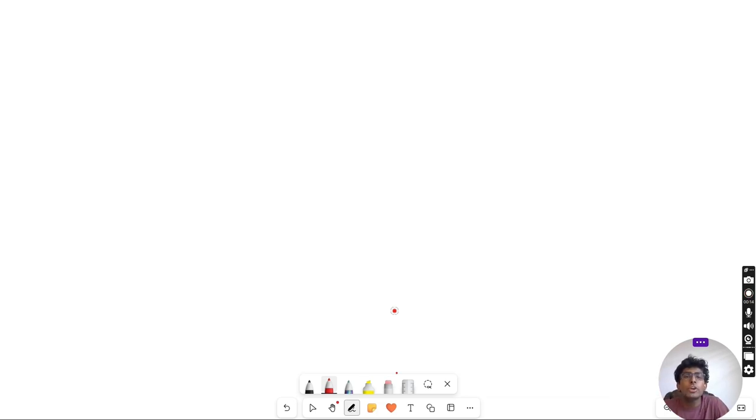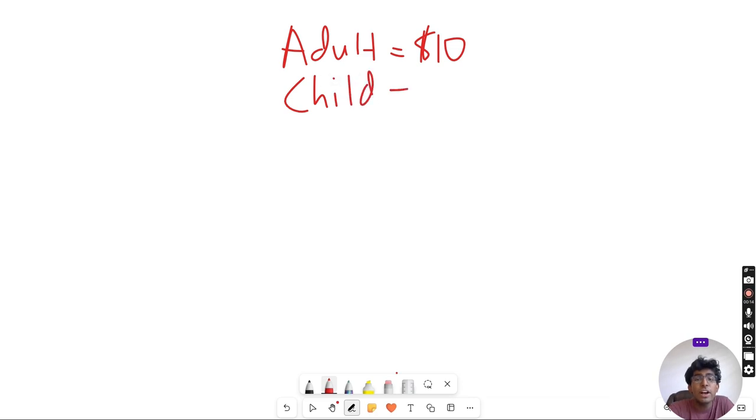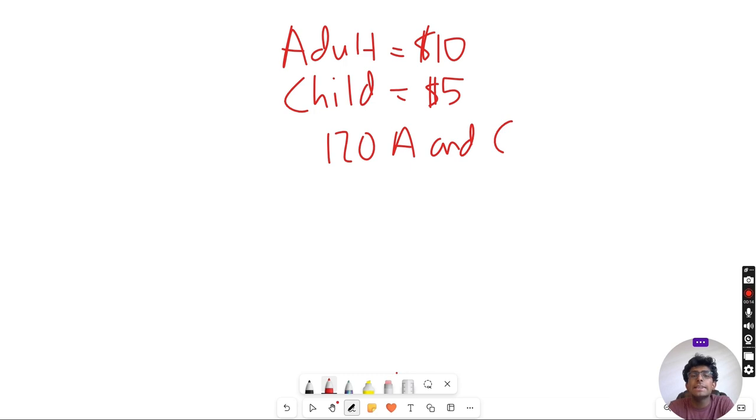Can you take what they give you in words and convert it to algebra? So for example, we're at an amusement park, and we have adult tickets that are $10 and child tickets that are $5. Let's say that on a particular day, 120 adults and kids come to the amusement park, and the total money the amusement park makes is, I'm making up values, guys, because we're not solving it, $4,000. How many adults and how many kids came that day?